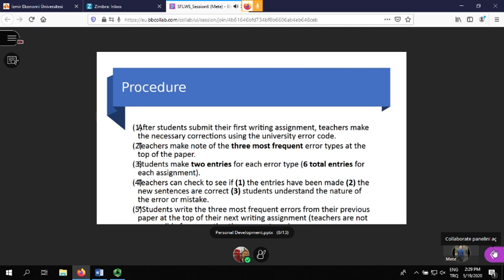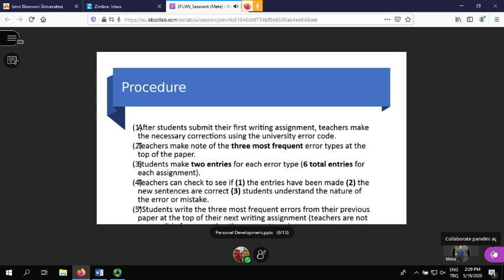I don't know why it does this sometimes when I transfer them over to Blackboard, but I think you can see. At the end, though, there are some things that are cut off. Okay, so let's look at the procedure.